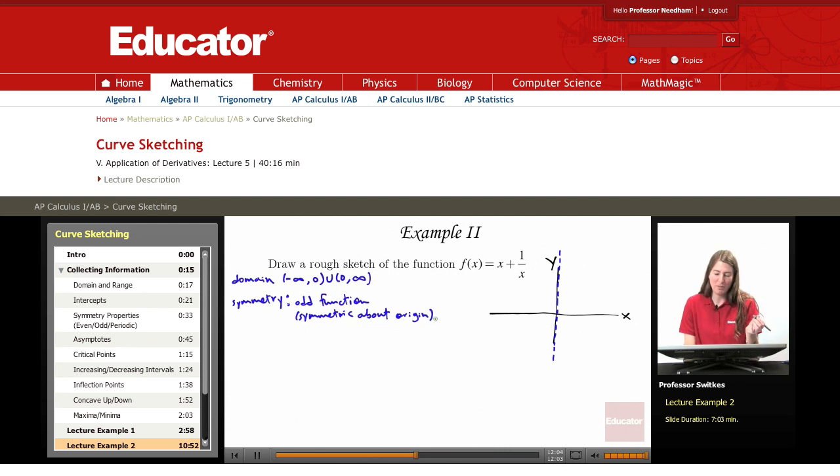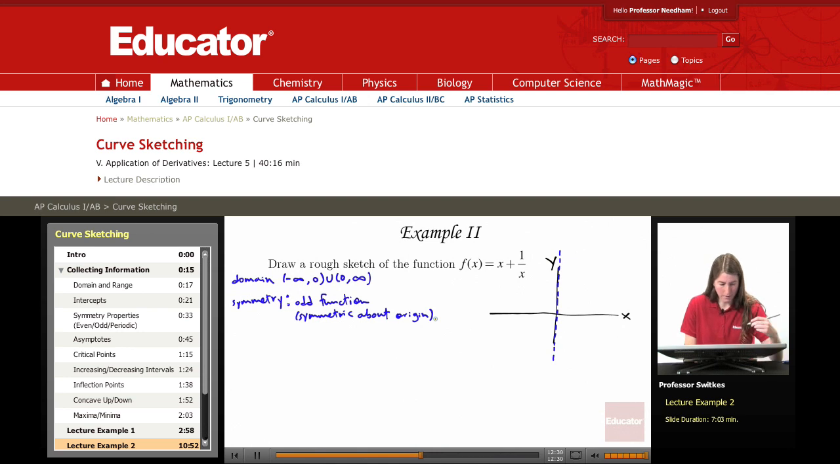So once we plot one half of the graph, we can then reflect it about the origin and get the other portion of the graph. Technically, it's not reflecting it about the origin, it's just symmetry about the origin, and we'll look at how that looks here.